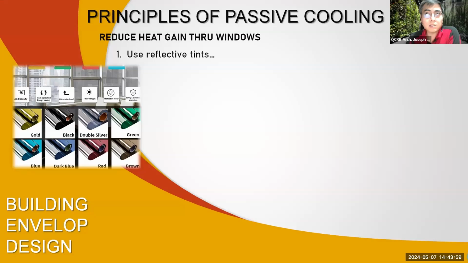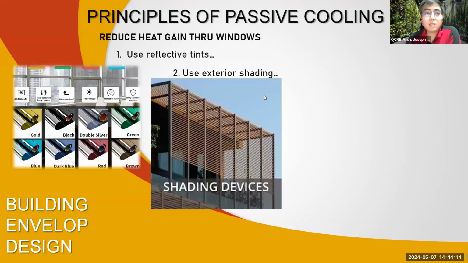Normally ang sacrifice mo dyan, if you reflect majority of the heat, usually didilim, pati yung liwanag mababawasan. So you have to adjust your requirement for light, and at the same time your requirement to reflect the heat. Another technique to reduce heat gain through windows is using exterior shading.